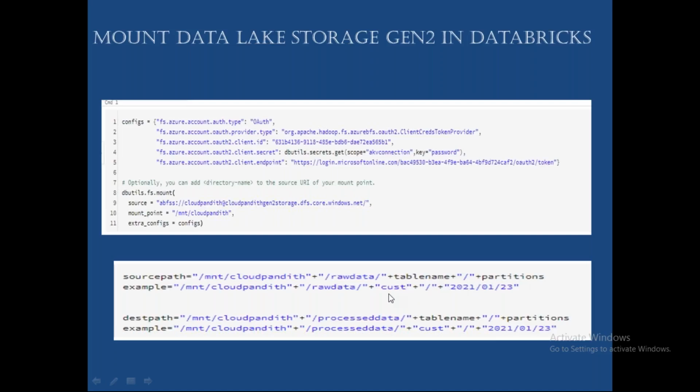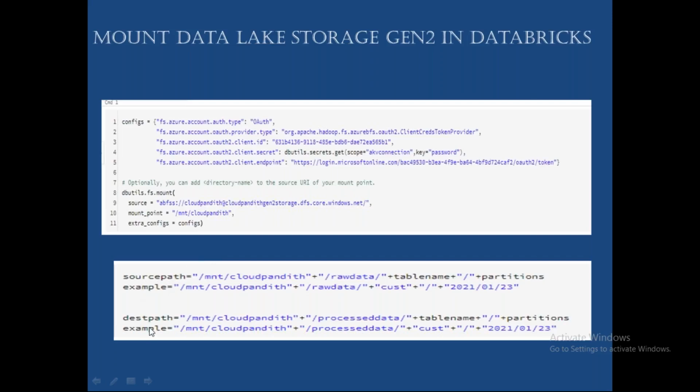See, the table name is cust, as an example I have given. For partitions, for which date do you want to process? 2021-01-23. For this particular date I want to process the data. So I'm going to get this 2021-01-23 partition dynamically. The table name also I'm going to get dynamically. Cust is the table name. So this is my source path.